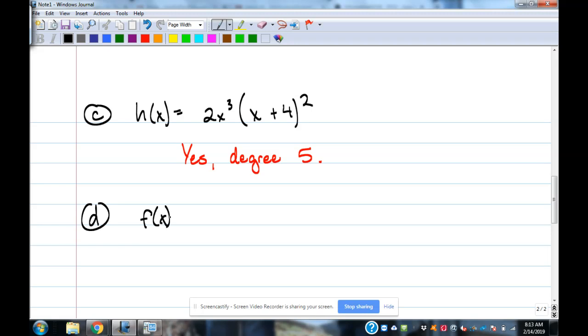F of x is equal to cube root of x plus x to the -5. Is that a polynomial? That's a definite big no on that one. It's got 2 things wrong with it, right? The cube root of x is x to the 1/3 power. And then how do y'all remember how to fix a negative exponent? Yeah, that's right. Put it under 1.